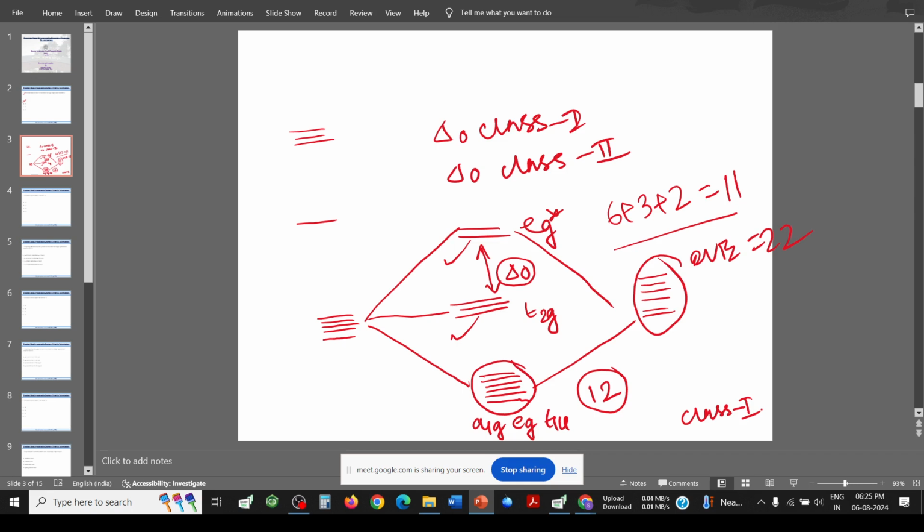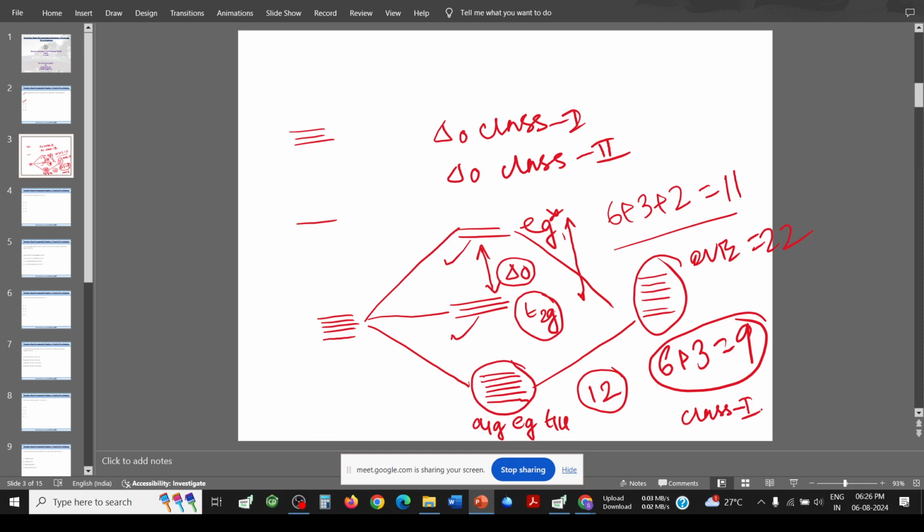So for the 4d and 5d metals, these orbitals are deeply seated, like the f contraction and all. So the energy gap between T2g and Eg star for class 2 is very large, that is greater. So filling of the electrons will be up to this T2g level only. So 6 plus 3, total 9 orbitals are available, only for the class 2 type of metal. Is this clear?